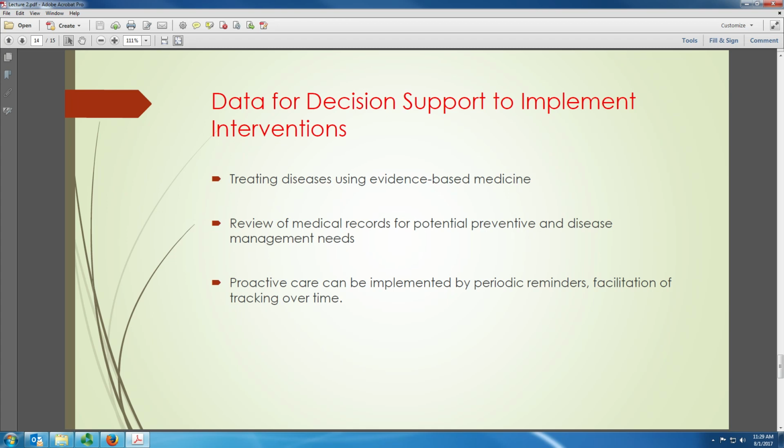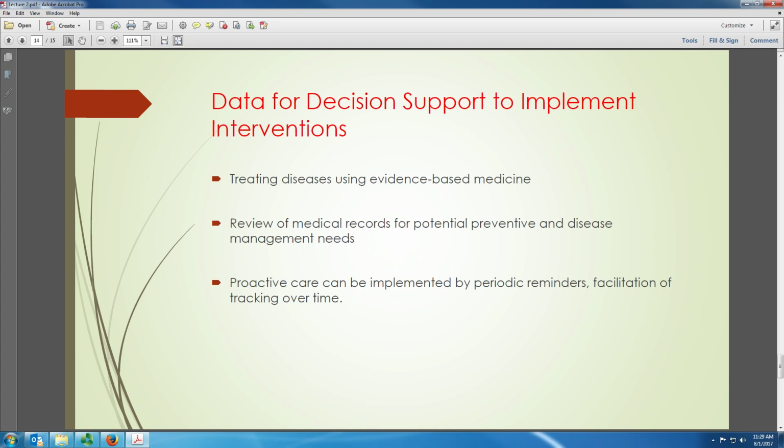Okay, data for decision support to implement interventions. Treating diseases using evidence-based medicine is important. Evidence-based medicine means you found out something new, and there is some heuristics involved, that if a person has this, then there's a 90% chance that the person also has this. So if you have that data ready, you could probably have a better guess if you are a clinician.